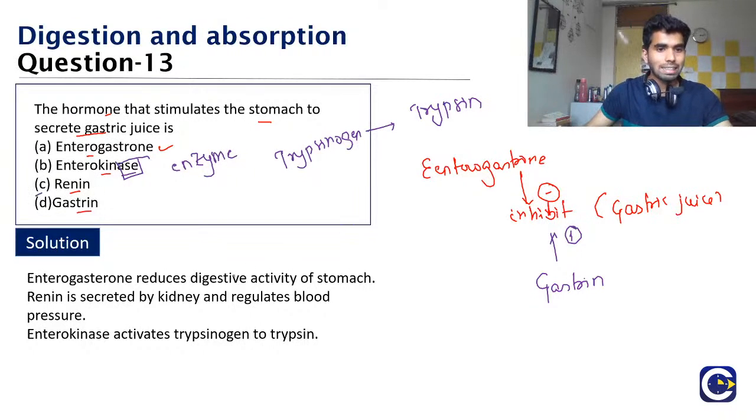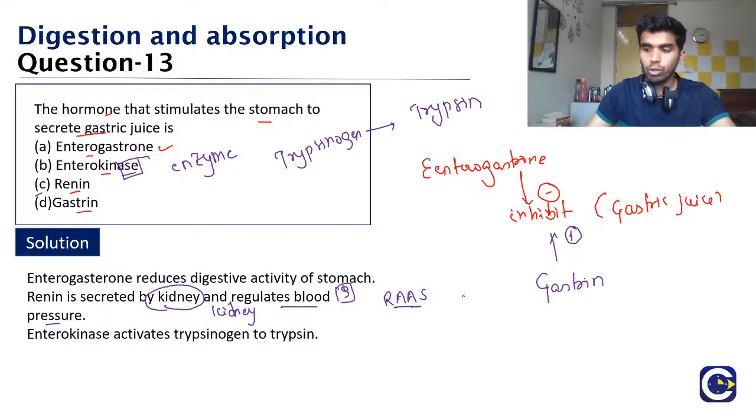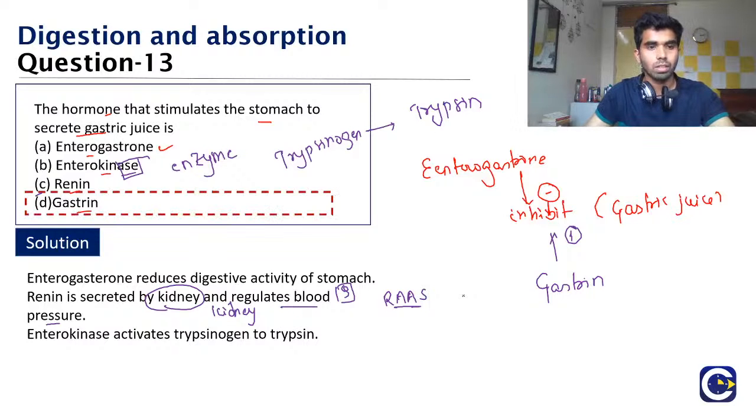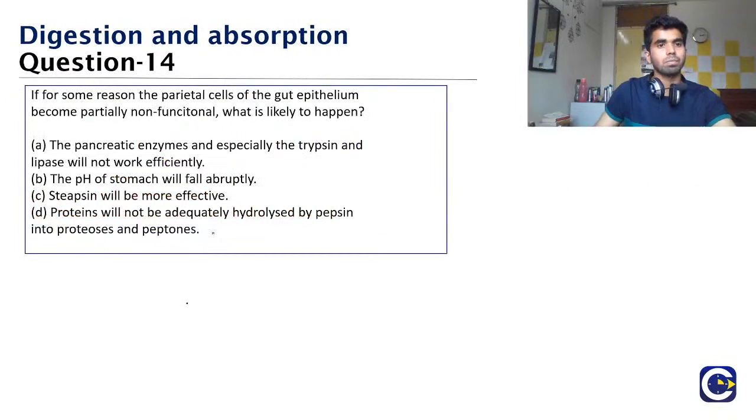And then option C, it is renin. Renin is secreted by the kidneys and it regulates the blood pressure of our body. It is also very important for your examination. The RAS system, that is the renin angiotensin aldosterone system, is asked frequently in AIIMS and NEET examinations. Now moving on to the next question. So the answer is option D, that is gastrin.